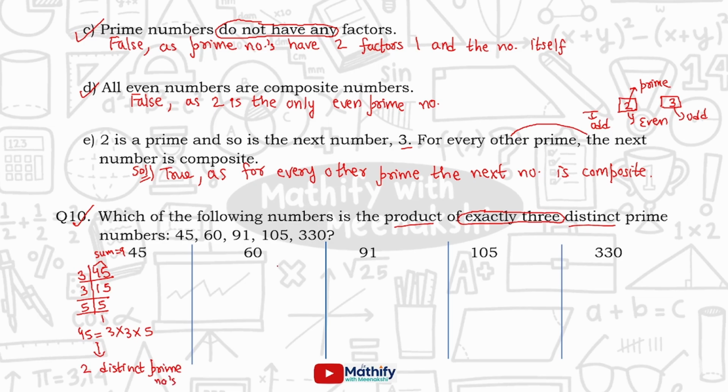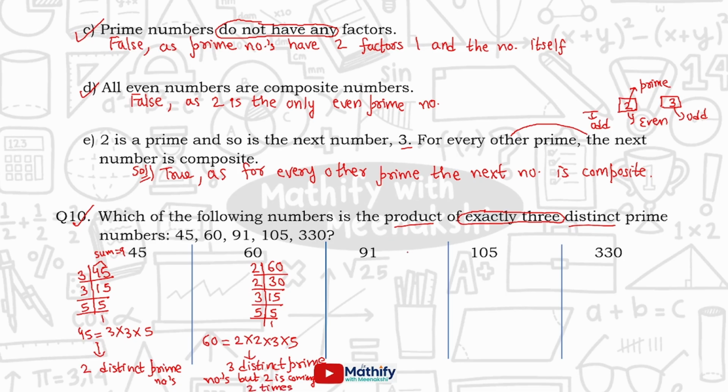So let's move to the next part, 60. For 60, you can divide by 2 because the last digit is even, 30. Then again you can divide by 2, half is 15. Then you can divide by 3. 3 into 5 is 15, and then 5 into 1 is 5. So 60 is 2 into 2 into 3 into 5. Now here you will write that it's 3 distinct primes, but not exactly, because 2 is coming 2 times. That you will mention here.